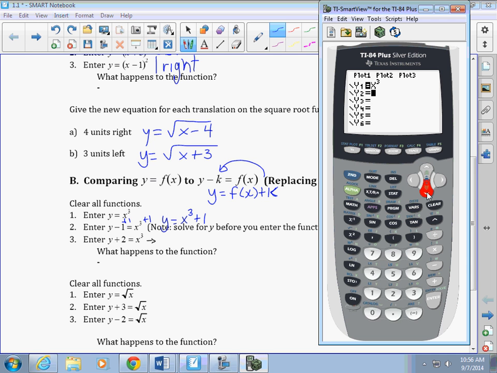So y is equal to x cubed, and you have to move over, otherwise it's going to do x to the power of 3 plus 1. Oops, I forgot my plus sign. Plus 1. So you can see my graph has gone up.